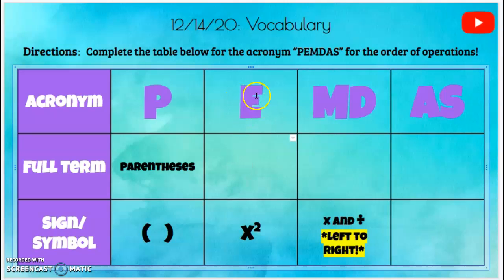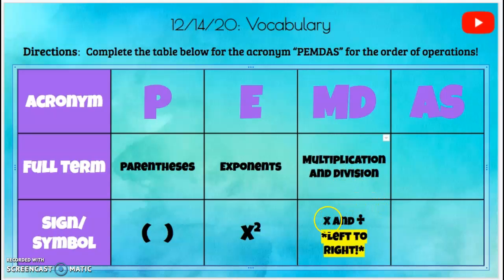The E, remember the E stands for exponents. And our exponent would have a base number with the exponent raised to that power, that exponent up there. M and D means multiplication and division. Remember, multiplication can be multiply or divide. Remember, multiplication and division, you go from left to right in the problem.